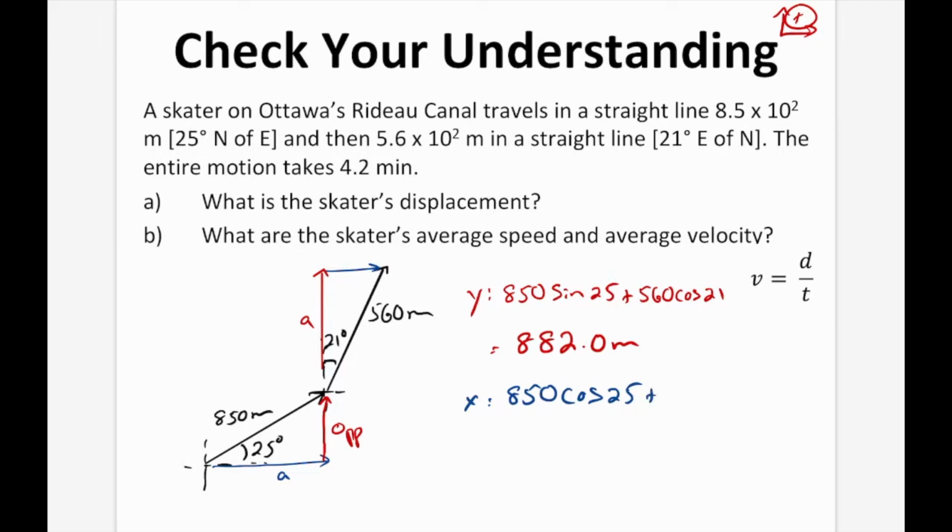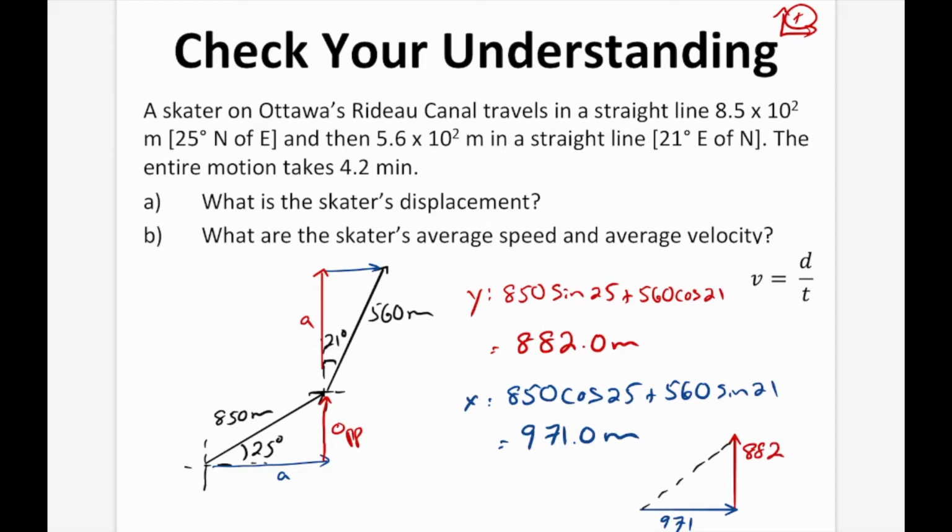Going to the right, so it's positive. Second one's going to the right, so it's positive. 560. It's the opposite now, so it's sine 21. And that equals 971.0 meters. So now we can draw our triangle. We know we're going right and up, so our triangle, in this case, let's go like this. We go right, and we're going right 971, and we're going up. Oh, let's draw that a little nicer. And we're going up 882, and there's a hypotenuse right there.